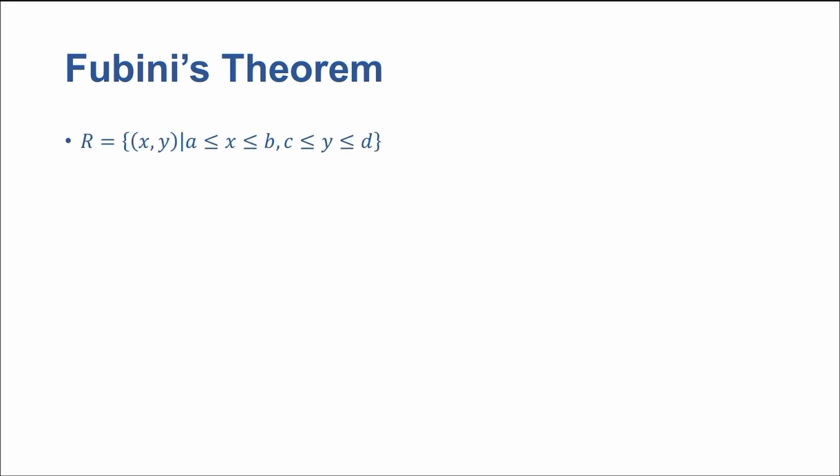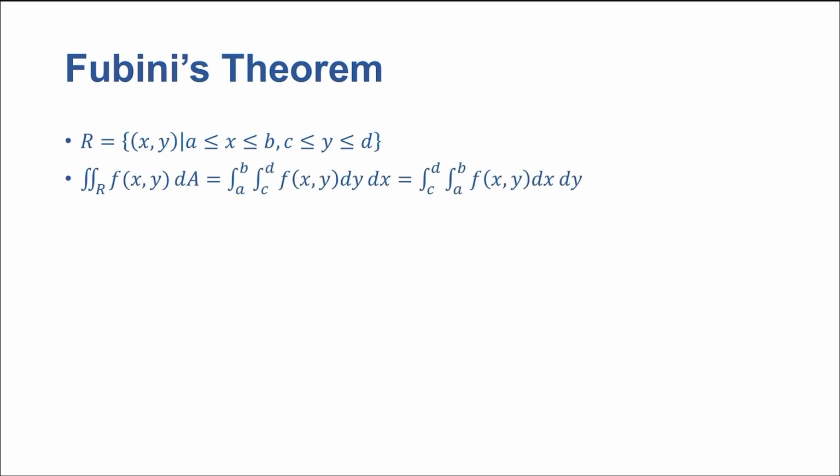So given that we have a region such that R is defined by the ordered pairs x and y, such that x is between a and b and y is between c and d, then we can take the double integral of the function over the area as either the integral between a and b, integral between c and d of f of x, y, dy, dx, or the integral between c and d, integral between a and b, f of x, y, dx, dy.